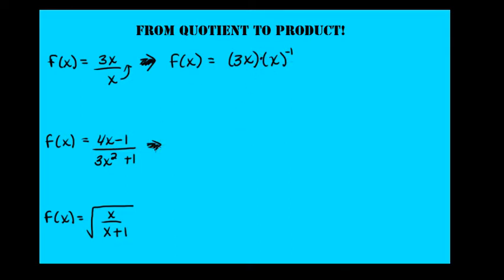Looking at this one, we're going to say this is the same thing as f of x equals 4x minus 1. This is going to multiply by 3x squared plus 1 to the negative 1. So it's just bringing it on up.